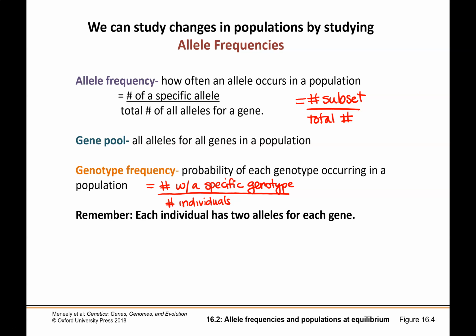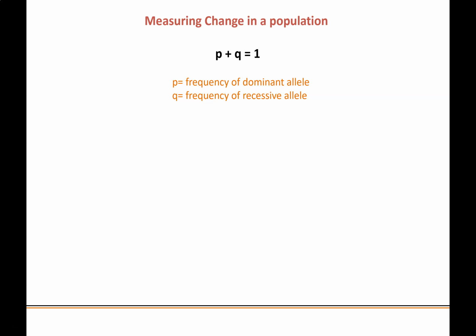So when we're doing this chapter, keep in mind what you are actually studying, if you're looking at genotypes or if you're looking at alleles. Remember that if you are calculating allele frequencies, each individual has 2 alleles for any given gene. We can measure change in a population by looking at how allele frequencies change. So we're going to start out with the idea that the frequency of all alleles together in a population is equal to 1.